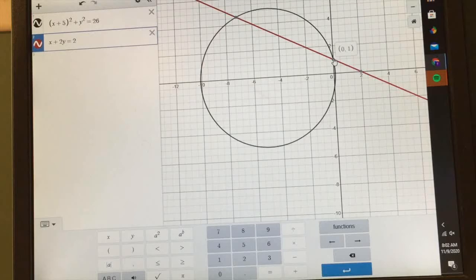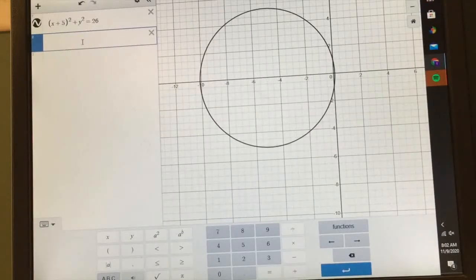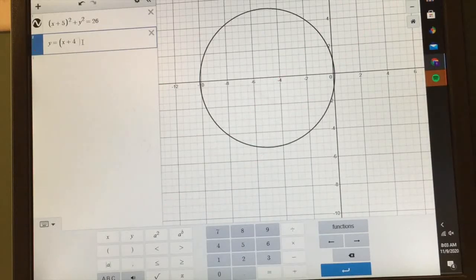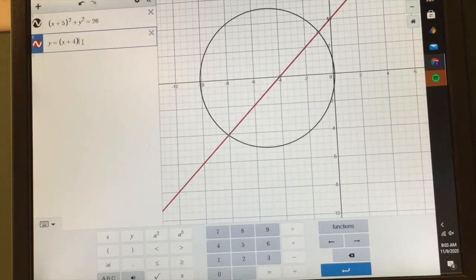And if you think about it, you don't have to write this one down, but let's just suppose that I have, I'm just going to put a random parabola in there. Let's say y equals, let's do (x plus 4) squared, up the 22.